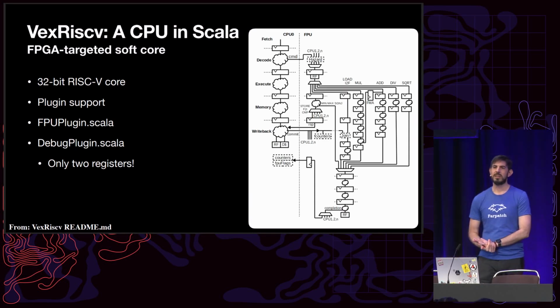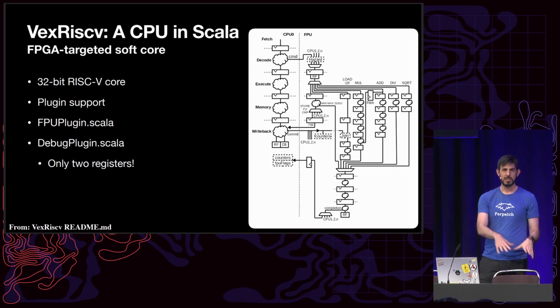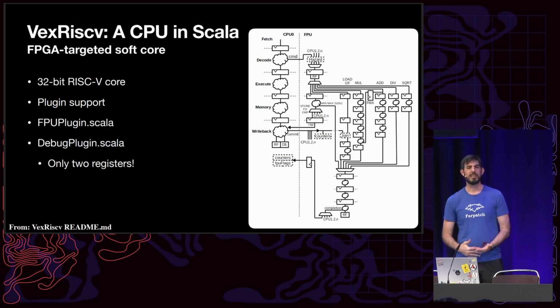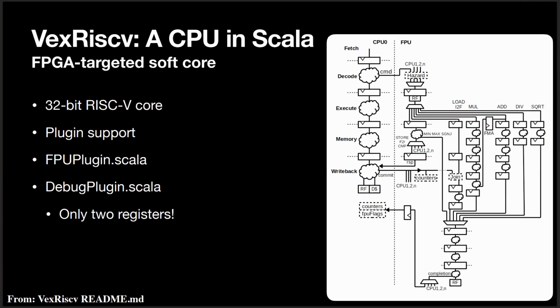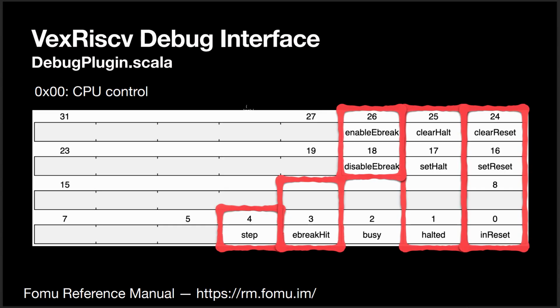The VexRiscv is a CPU that's written in Scala, and it's designed to be put in FPGAs, but it's also been done in some silicon projects. It's a 32-bit RISC-V core, but the most important thing is it has plugin support, and you can see an image on there. This is the plugin for the FPU. Plugins can do a lot in this CPU, from adding custom instructions to adding entire pipelines to the CPU. But the one we're interested in is the debug plugin, which is interesting because it's only 2 registers. For starters, there's this 32-bit register here.